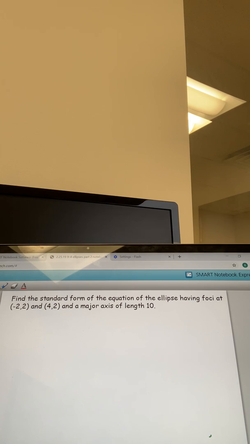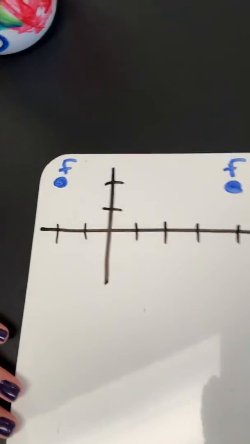So this time we have 2 coordinates again at different locations. So we just got to rough sketch this out. Negative 2, 2, label that with an F, and then 4, 2, label that with an F. Okay. So this time we know that we have focus points at negative 2, 2 and at 4, 2. So it's going to look something like that, right?